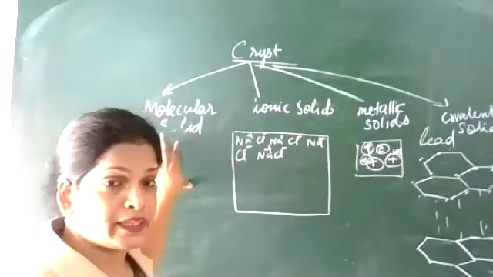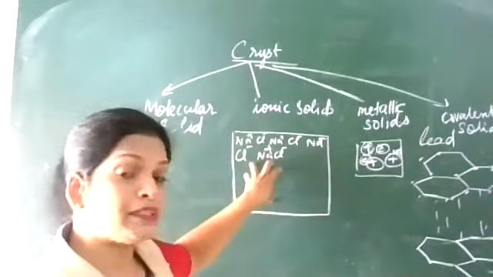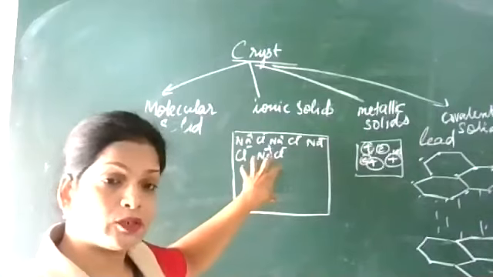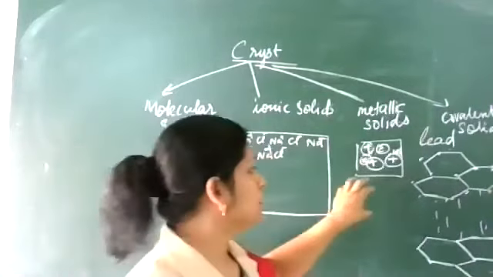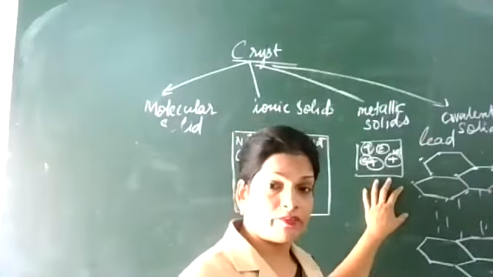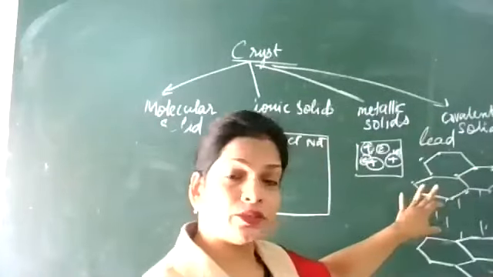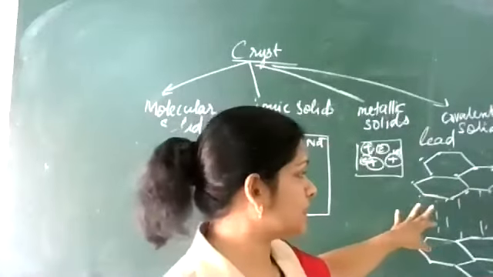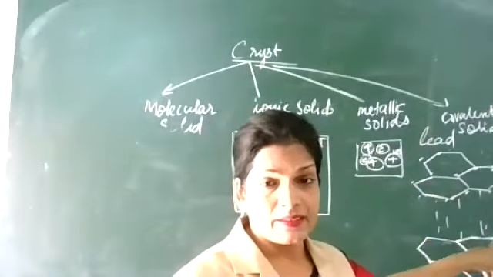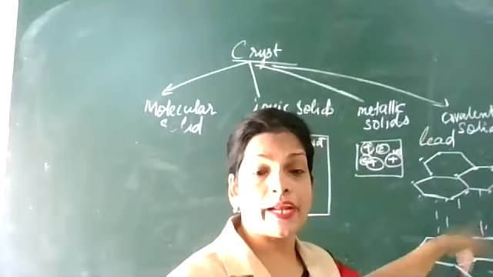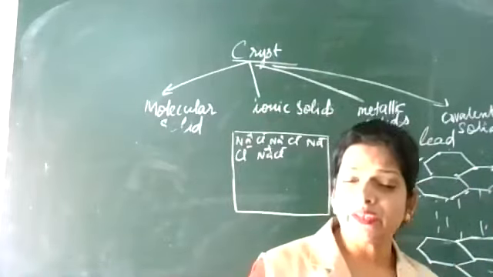This does not show any conductivity. This shows conductivity in aqueous state and also in molten condition. This shows conductivity even in the solid form. Covalent solids generally do not show conductivity, but graphite can show conductivity due to the presence of unpaired electrons on each and every atom.